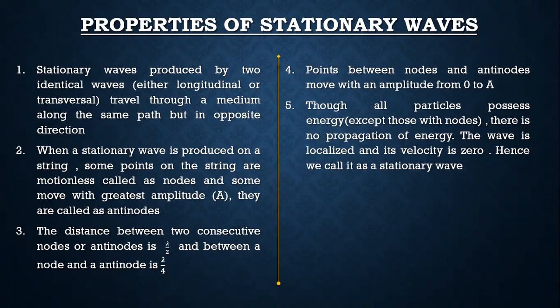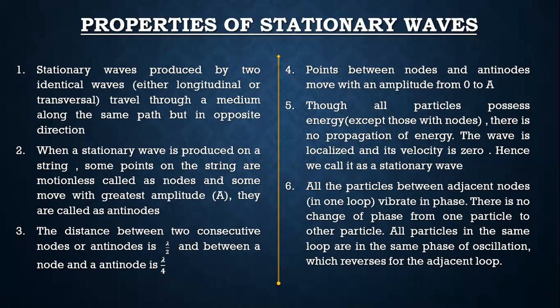Though all particles possess energy except those at nodes, there is no propagation of energy. So this wave is a stationary wave, it does not transfer energy from one point to another point because it is stationary, or it is called a localized wave. Velocity of this wave is 0.